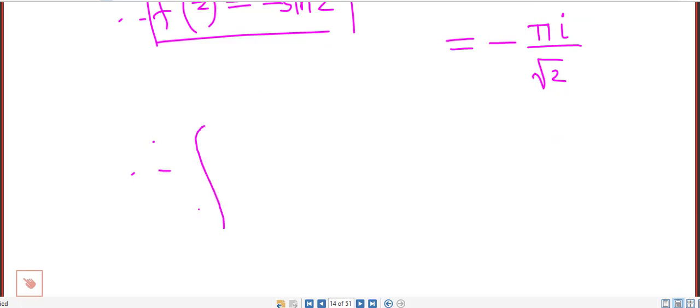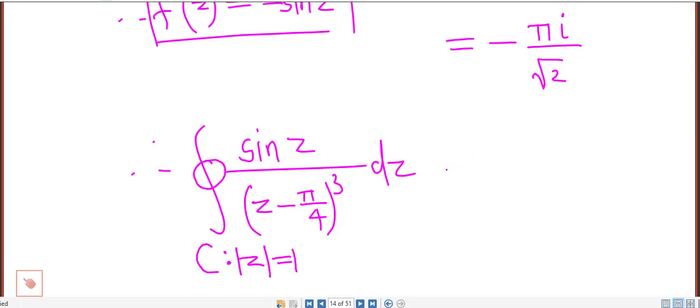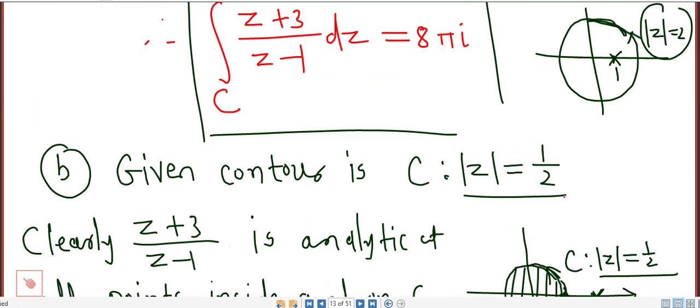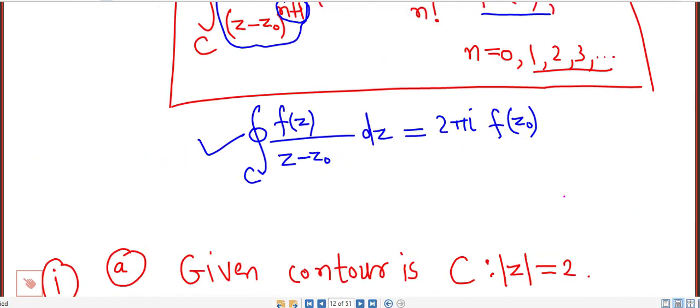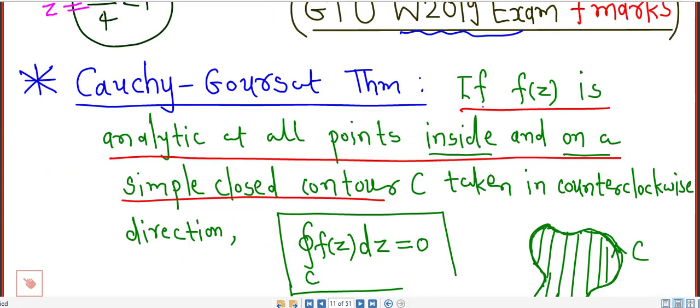So therefore the integral of the function sin z divided by (z minus pi by 4) to the power 3 over C, which is mod z equal to 1, this simple closed contour, is minus pi I divided by square root of 2. So it is by Cauchy integral formula. So in this way we can apply the Cauchy-Goursat theorem or Cauchy integral formula to the given complex integral if this condition is satisfied, that the function is analytic at all points inside and on a simple closed contour.